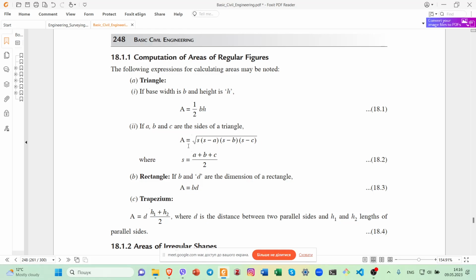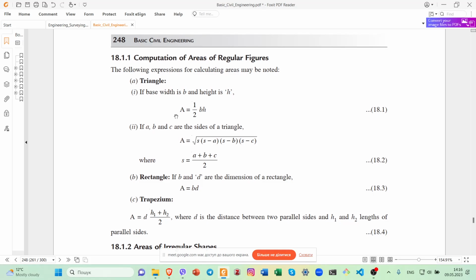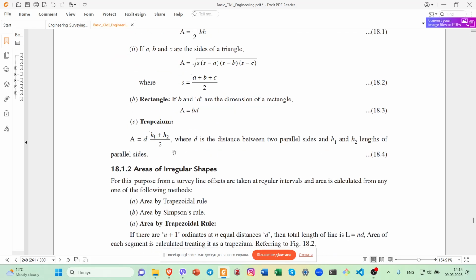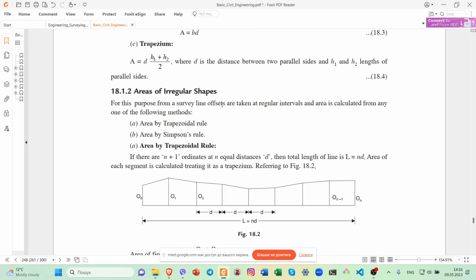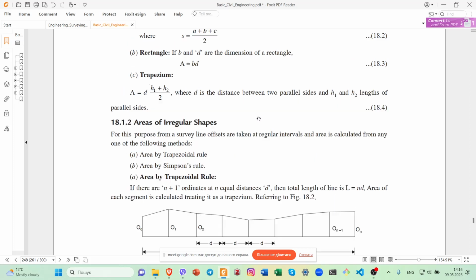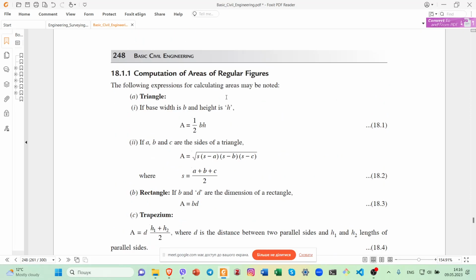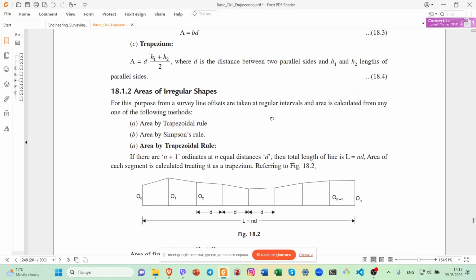Here is an example for triangle, rectangle, and trapezium. Well, most of all, we need to compute areas of irregular shapes.